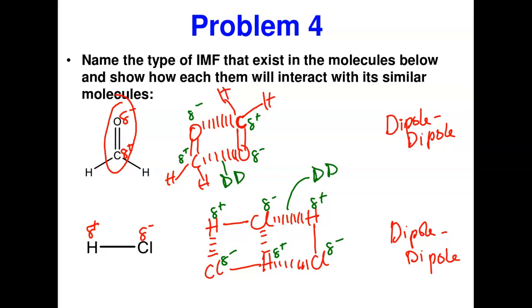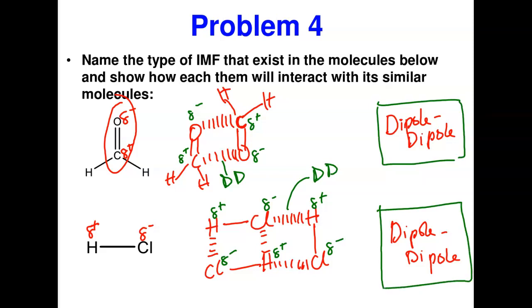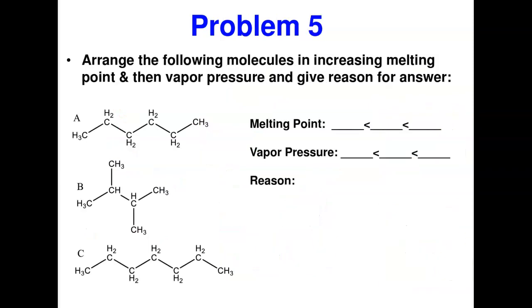We go to the next question. So name it, we've named it already, and we've shown how the interaction occurs. We go to the next one. It says, arrange the following molecule in increasing melting point and vapor pressure and give reason for your answer. So what do we do first? We're going to study the molecule. If you look at these molecules, now what can we find out?